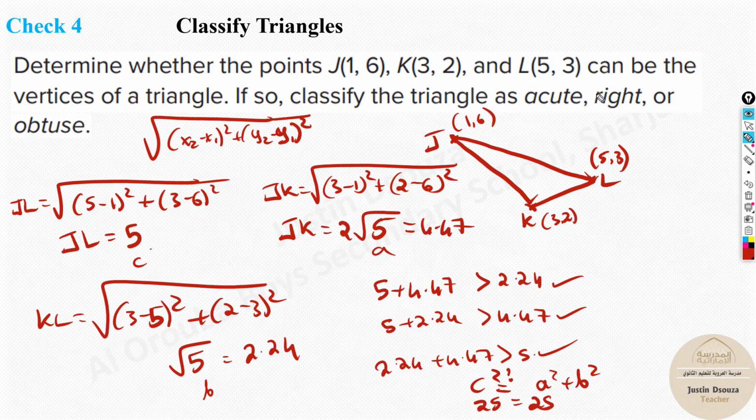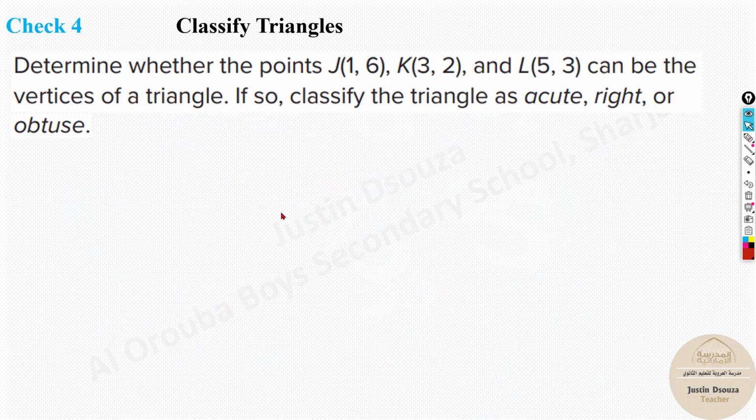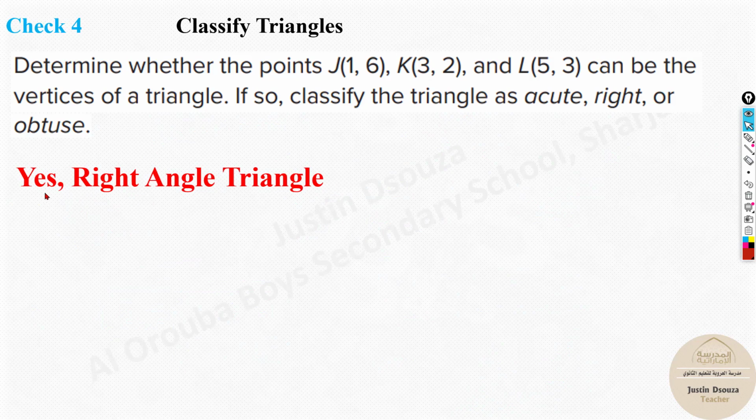If it's equal, it will be a right angle. If this was, say, 23, that would be less than, then it would be acute. If it was greater, say 28, which is greater than 25, then it would be obtuse. So these are the cases. But now we got 25 equals 25, so we need to write this as a right angle. Yes, this is a triangle, and it's a right triangle, or right angle triangle. That's the answer. This is how we solve this, classifying triangles from these coordinates.